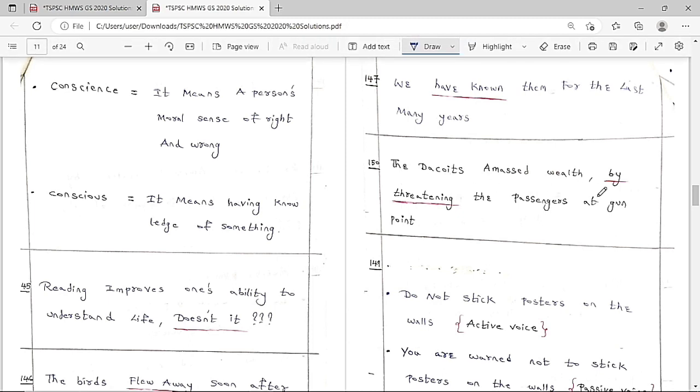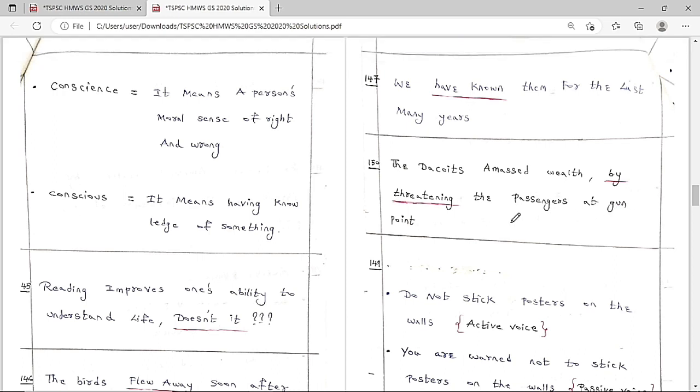The dacoits amassed wealth by threatening the passengers at the gunpoint. So this is the correct solution of this question. So finally I can say the dacoits amassed wealth by threatening the passengers at the gunpoint. So this is the correct solution of this question.